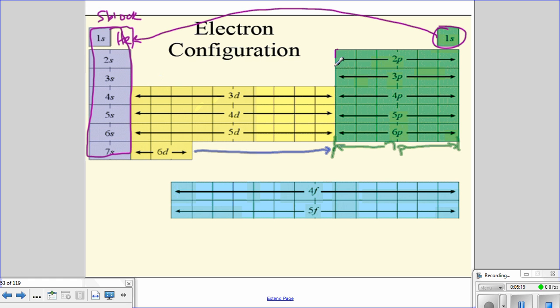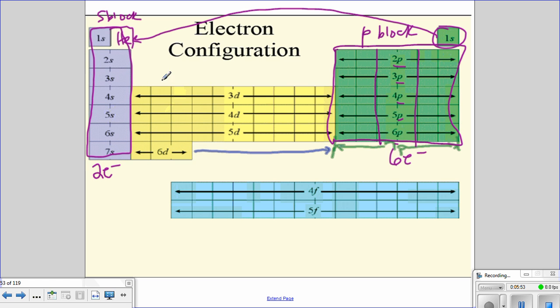Then we jump over here to the third group, to the eighth group. And these are called p block. Everything here has a p in it. And these are going to be the more complex orbitals. Notice that there are 3 times as many groups. So we've got group 3 and 4, group 5 and 6, and then group 7 and 8. An s orbital can only hold 2 electrons each. P's can hold 6 electrons in total.